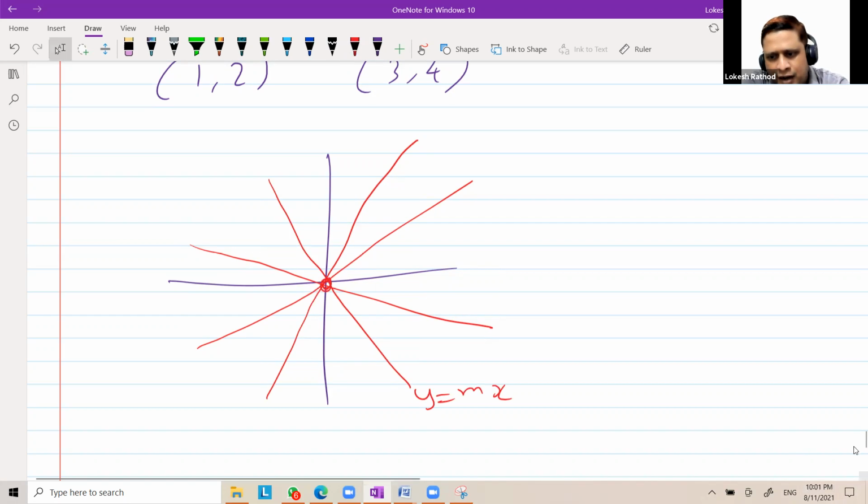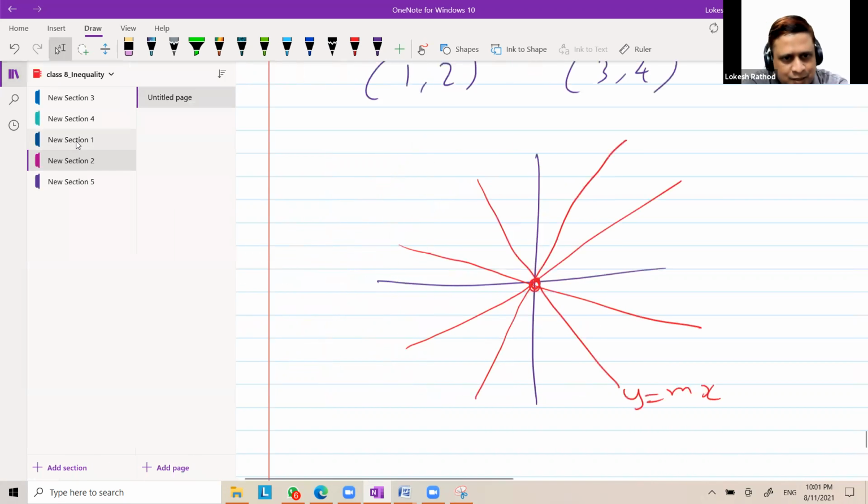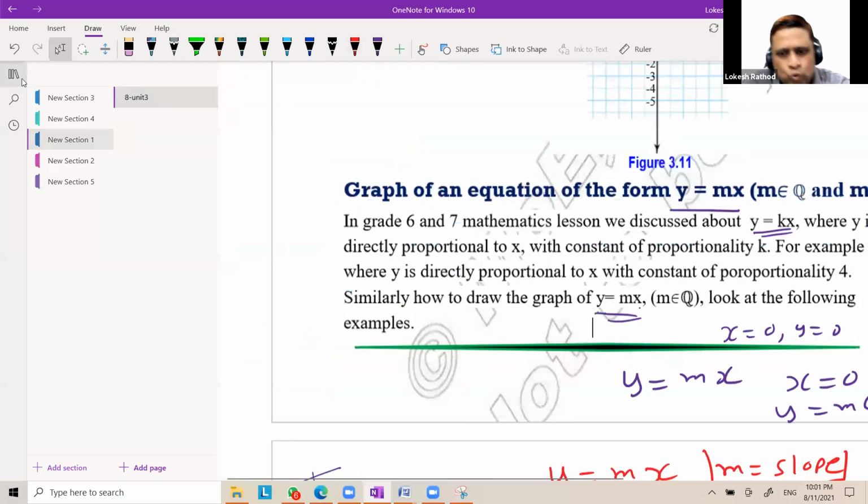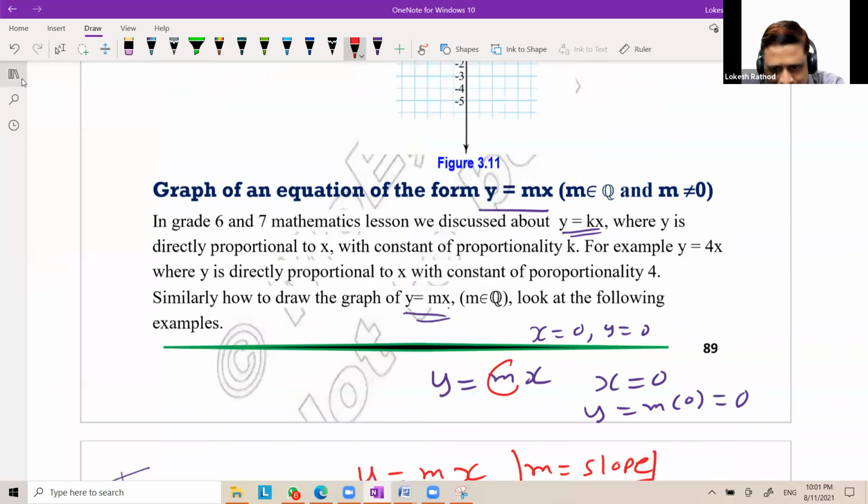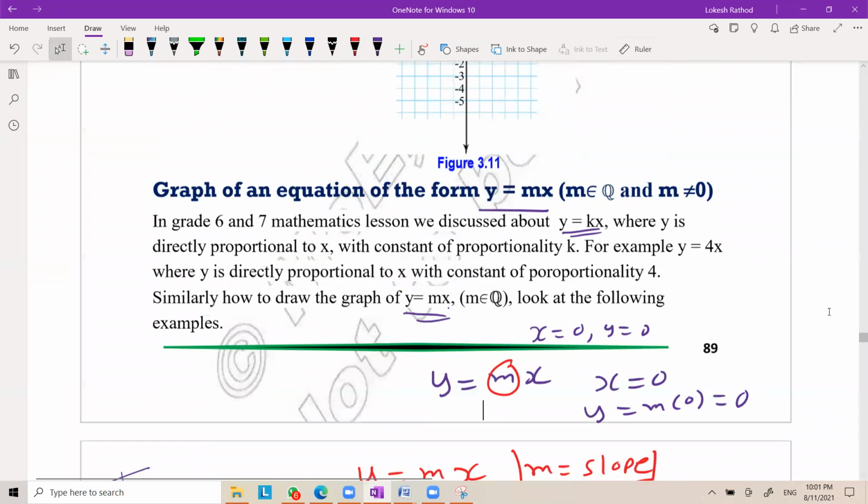And how they are inclined, that is given by the slope of the line. Correct? So here slope is what? m. m is the slope. Okay, so we'll discuss further about the slope of this line. Fine.